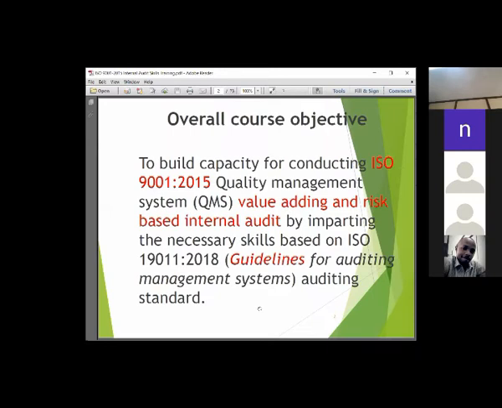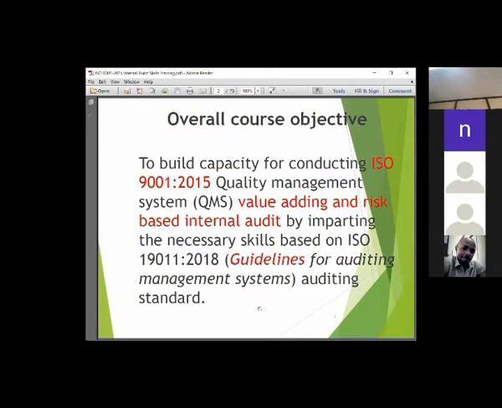Overall course objectives. By the end of this training, we want to build capacity for conducting ISO 9001:2015 quality management system audits. Remember, that is a system that we have established in our organization. We did the awareness, we did the documentation training. We have come up with various manuals. So today we are training on how to audit that system to ensure that it is compliant with the requirements of ISO 9001 and that it's effective, it's working for us.